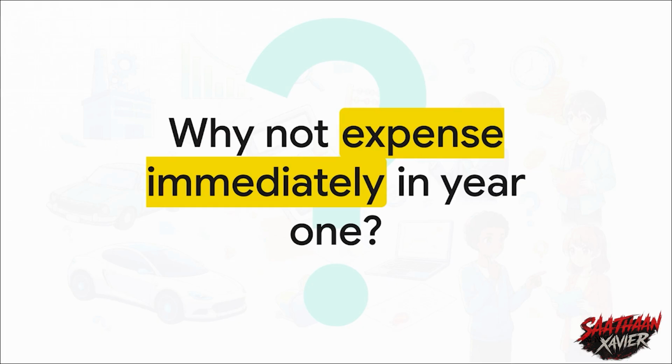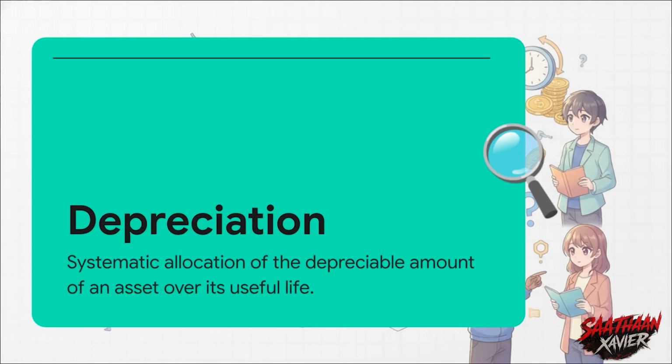This is the rule that says you absolutely must pair the costs of an asset with the revenue it generates over time. I mean, if that machine is helping you make products for the next 10 years, it only makes sense that the cost should be spread over those 10 years, right? And that is exactly where depreciation swoops in to save the day.